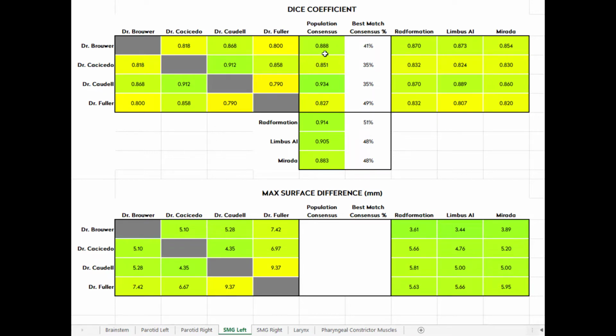in almost all cases, not every case, but in almost all cases, the best matching population line matched better than any of the other experts did. So you can see 0.888 is greater than any of these. This one is different, where we had a 0.912. But here, even this, Dr. Caudell's match to a population consensus, 0.934, was higher than any of his dice coefficient matches with his panelist colleagues. So that's a really interesting way to look at the data. You can take screen captures of this if you want to dig into it.